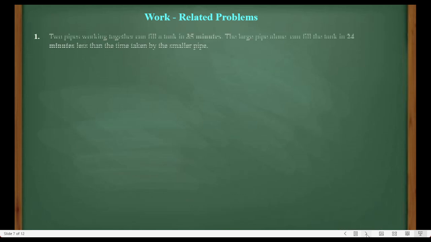The next part of this video is the discussion of solving another type of word problem. And this is the work-related problems. So let us immediately go to the first example. Now suppose there are two pipes working together that can fill a tank in 35 minutes. The large pipe alone can fill the tank in 24 minutes less than the time taken by the smaller pipe.